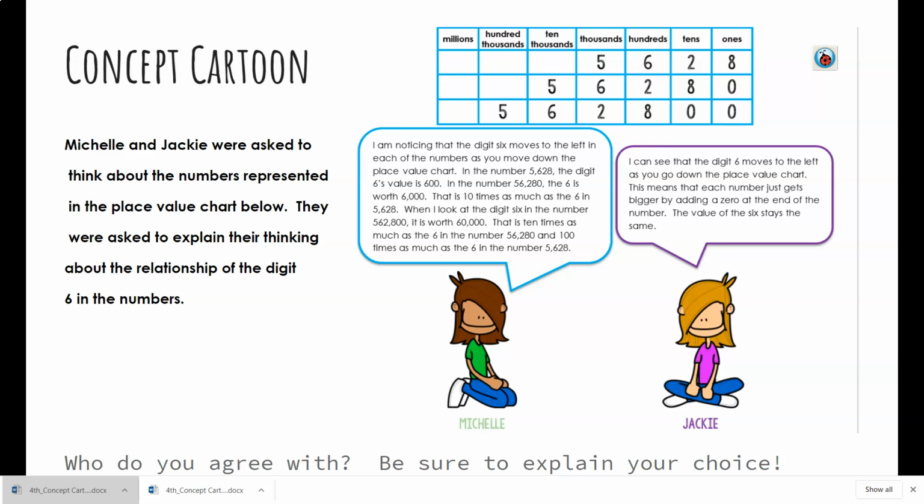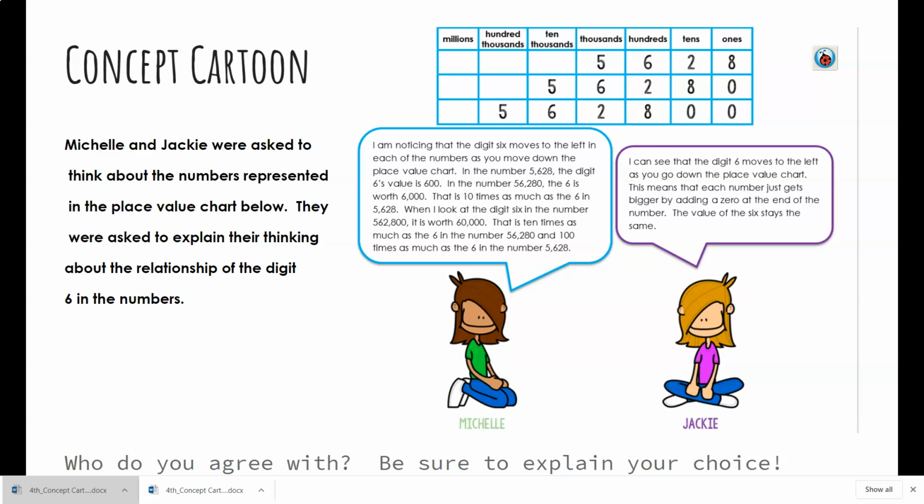And the last number is 562,800. Okay? So I'm going to read what Michelle thinks, and then I'm going to read what Jackie thinks. And you're going to decide who you agree with and why. And remember, you're going to have to use what we've learned this week to make your decision. Okay, so Michelle says, I am noticing that the digit 6, oh, that's right, I forgot to remind us that we are thinking really about the 6 in these numbers, the digit 6 in the different numbers. So Michelle says, I am noticing that the digit 6 moves to the left in each of the numbers as you move down the place value chart.